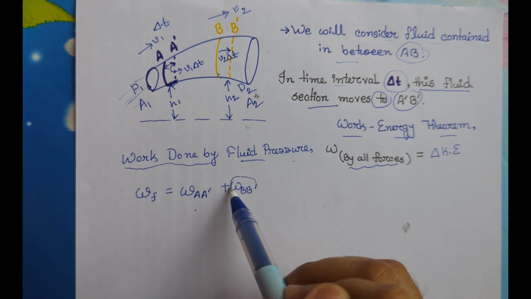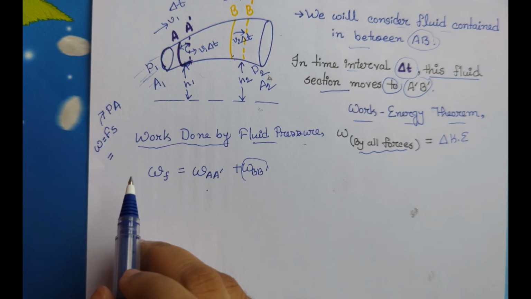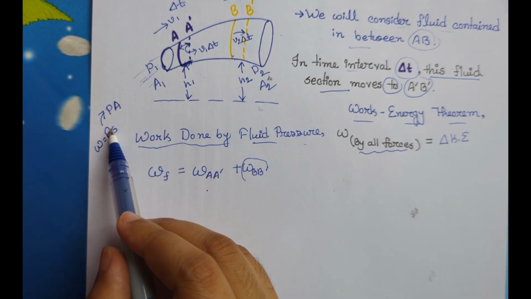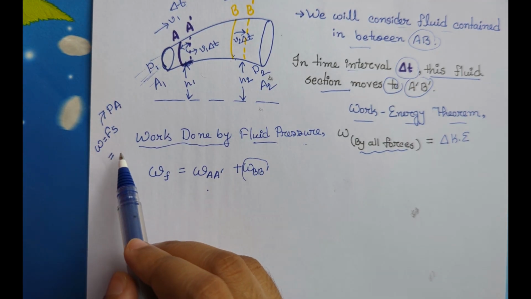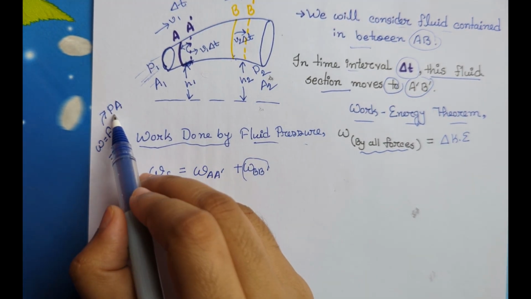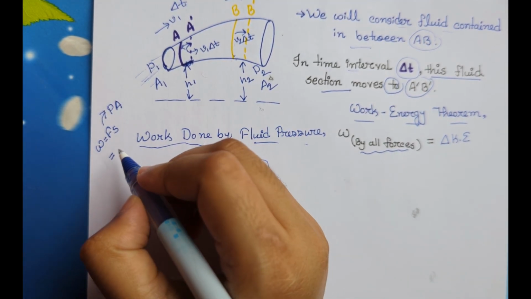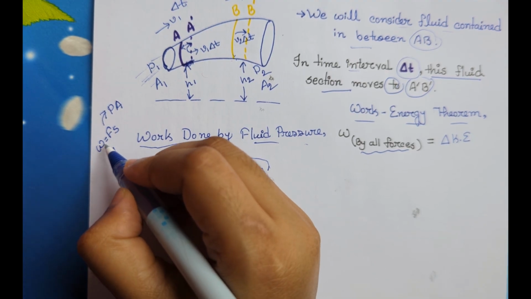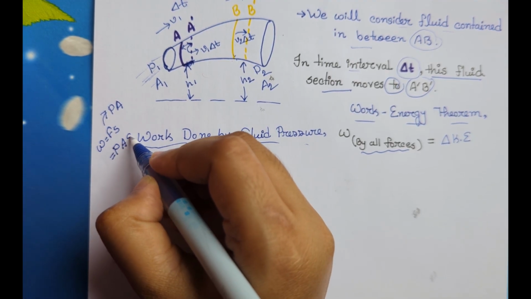So the second work done will be by B and B prime. We know that work W equals force times distance, and force equals pressure times area. So from here we can write that W equals pressure times area times distance.